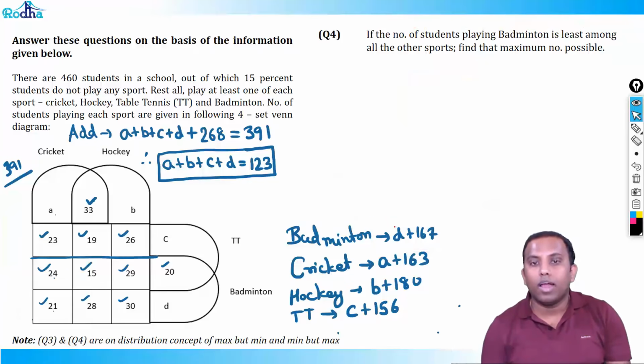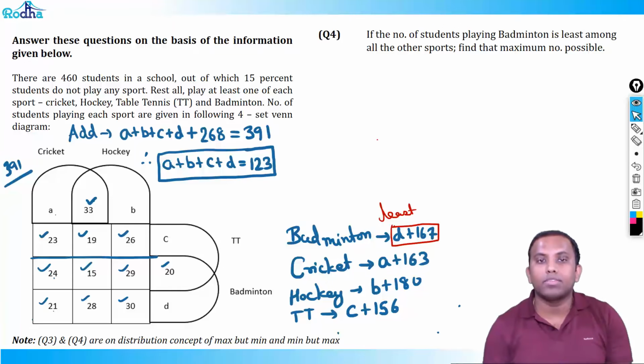So what do I want now? I want least for badminton. And what data do I have? Again, the same thing we'll discuss. Suppose cricket is given as A plus 63. So again, I'll take A and B out of the equation, because I know that A plus B plus C plus D is given, so I can do it easily here.